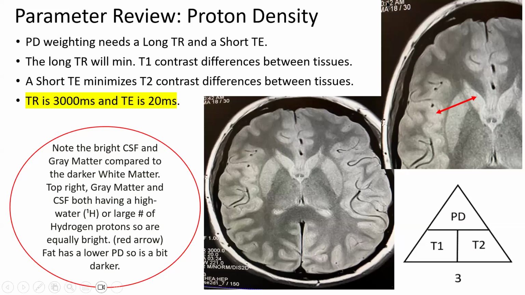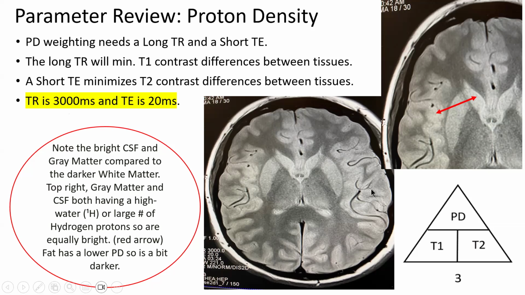And then proton density. Now, proton density is where a lot of people kind of struggle a little bit, all right? So we're going to be using a long TR because we want to decrease T1 contrast. We're going to use a short TE to minimize T2. So again, if you put the T1 and T2 down the bottom, proton density wins. So these two images right here are beautiful proton density weighted images. Know that proton density, basically, you're kind of letting everything be bright. So both these images here happen to be 3000 TR and a 20 TE. Less T1, not hardly any T2.